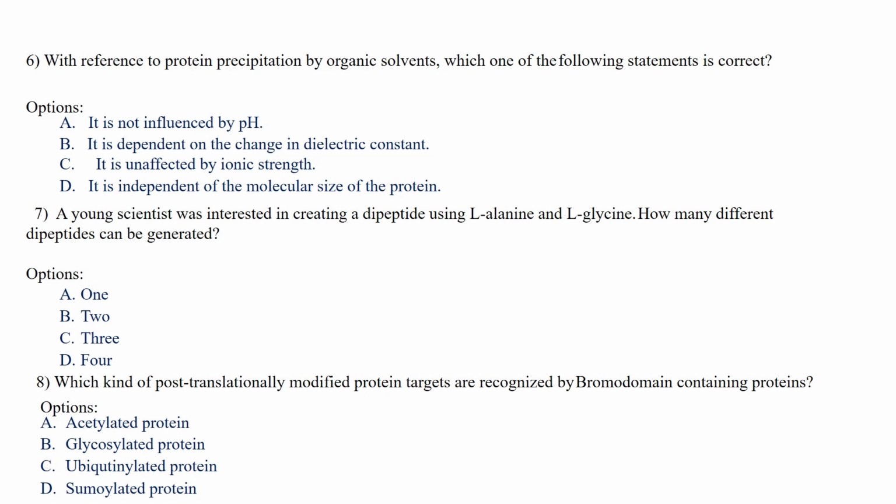The next question is, with reference to protein precipitation by organic solvents, which one of the following statements is correct? The organic solvents like acetone and methanol decrease the dielectric constant. As a result, the protein molecules come close to each other and it decreases the solubility of the protein in a solution. Therefore our option B, that is it is dependent on the change in dielectric constant, is the correct one.